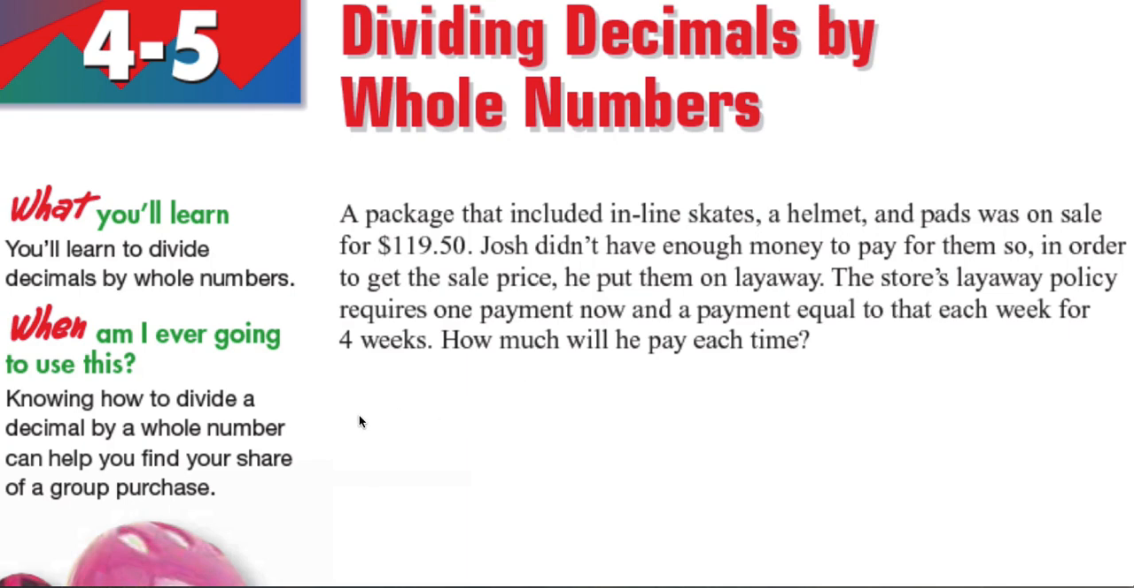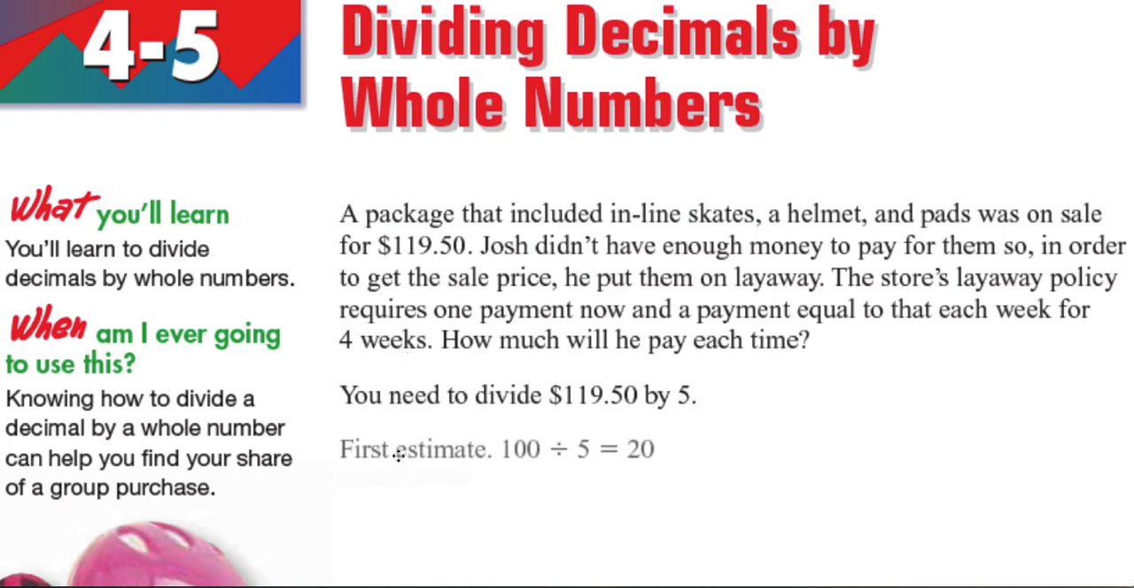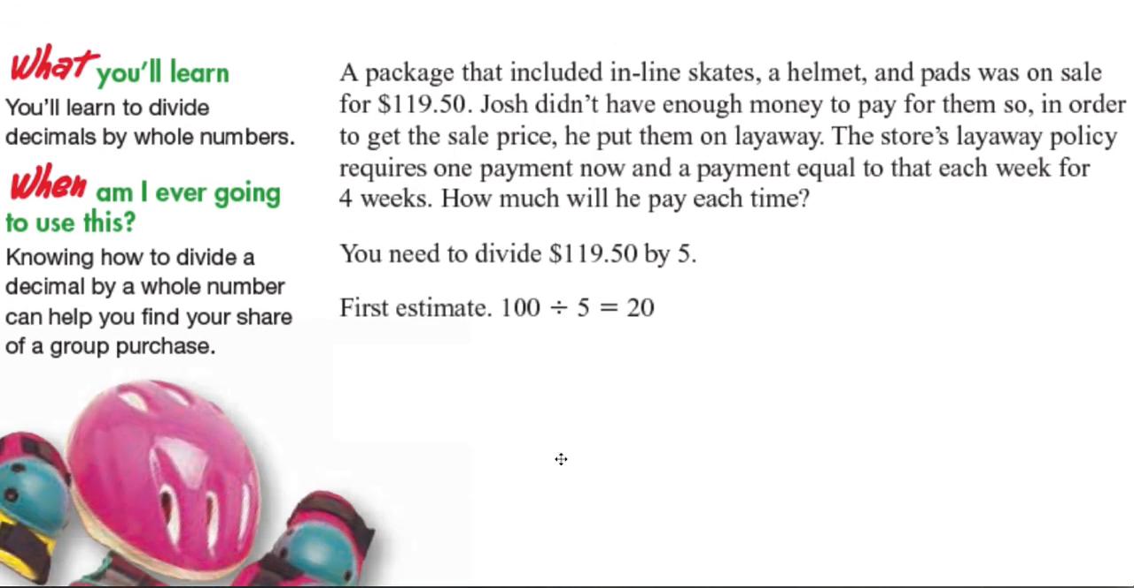So in this case, you need to divide $119.50 by 5, because you need to divide your payment into 5 weeks. When dividing, we need to first estimate. 100 divided by 5, and 119 is close enough to 100. Divided by 5 is around 20. The answer should be close enough to 20.